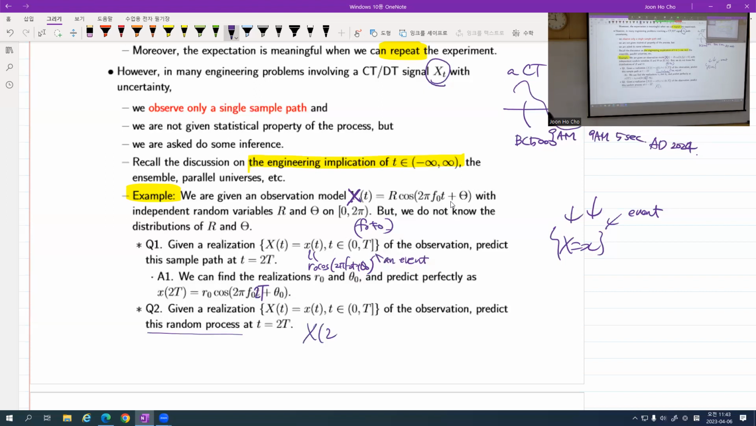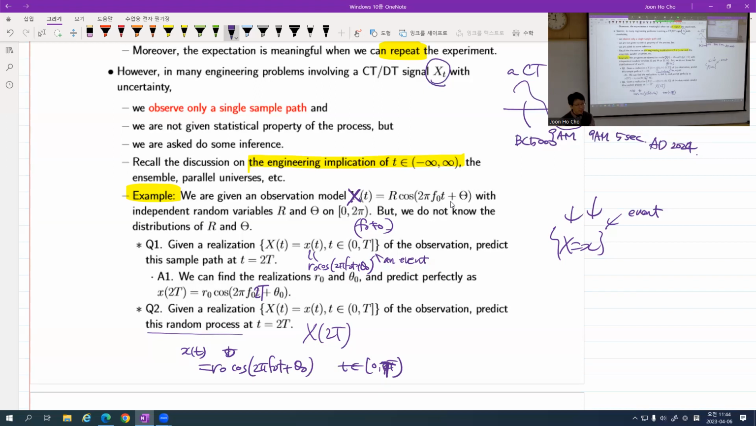Can you answer? You observe only this one, with some specific r0 and theta 0, for t from 0 to 2t, 0 to t. And there is no way to predict that, right? No statistical inference is possible in this case. Got it? But in many cases, that is the real problem, especially in stock market prediction, right?